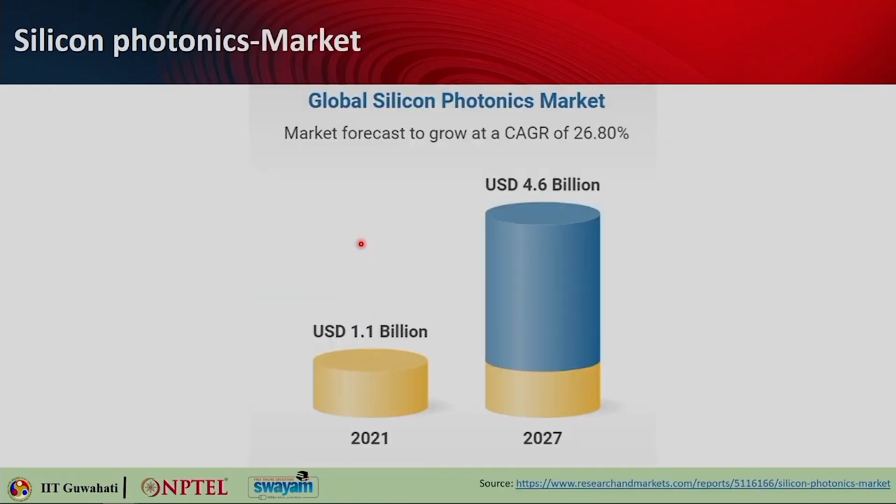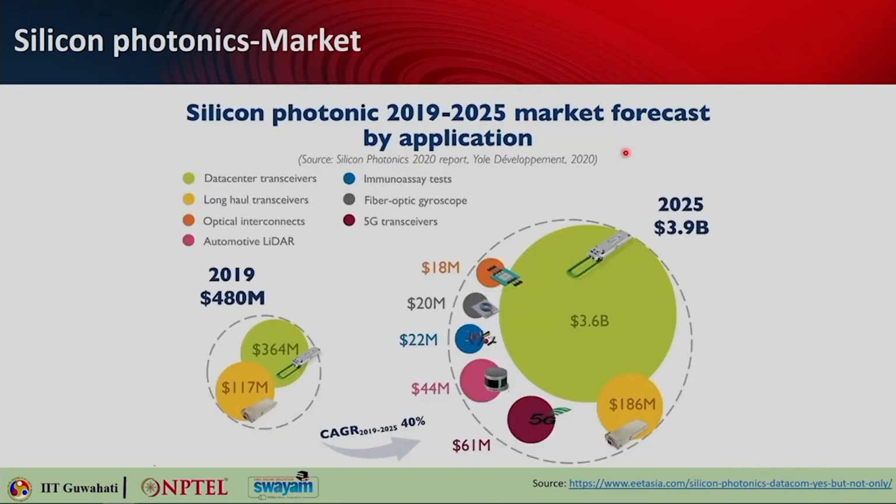Now this particular slide shows you the growth of silicon photonics market, which was 1.1 billion USD in 2021, and it is expected to grow up to 4.6 billion USD by 2027. So you can see a compound annual growth rate of around 26.8%. That's huge. So that's a good time to dive into this particular technology market.